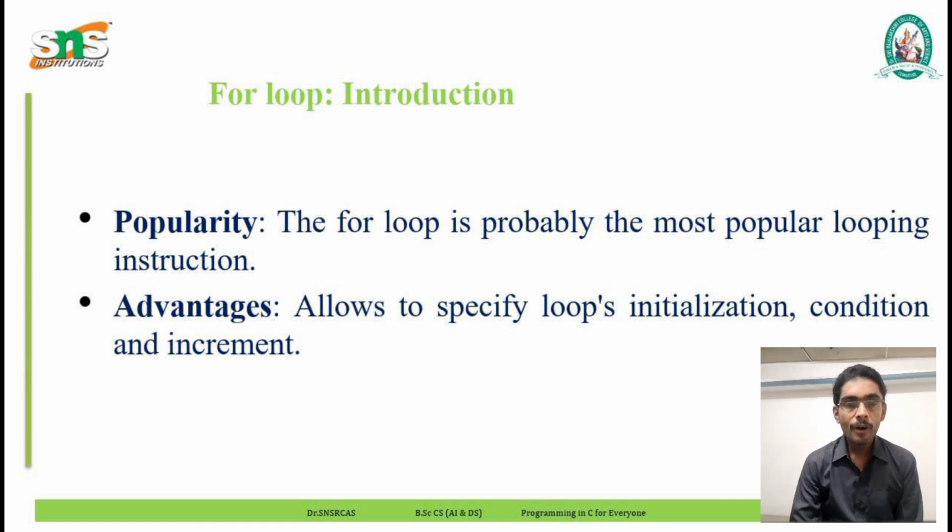So basically the for loop is the most popular looping instruction, preferred over the while loop. It has three variable components: initialization, condition, and increment or decrement part. The advantage of the for loop is that it allows specifying the loop's initialization, condition, and increment in a single line statement.